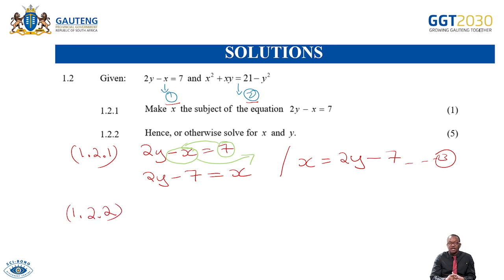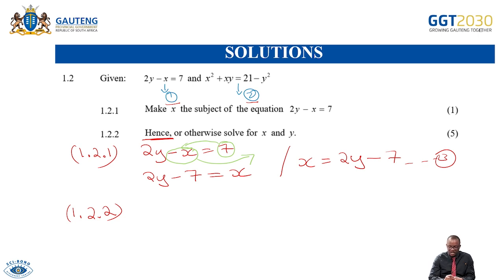1.2.2 is our next question there. Then it says, hence or otherwise, solve for x and y. Remember, when the question starts by saying hence or otherwise, it means you must now go to the previous question and then use that answer in determining the current question. Correct? So now we are looking at 1.2.2.